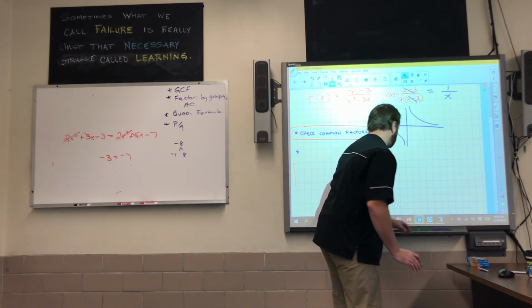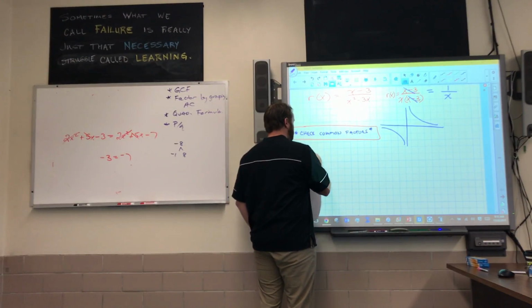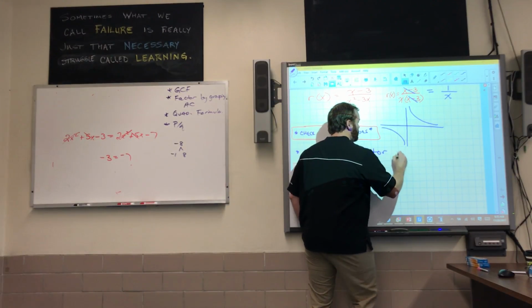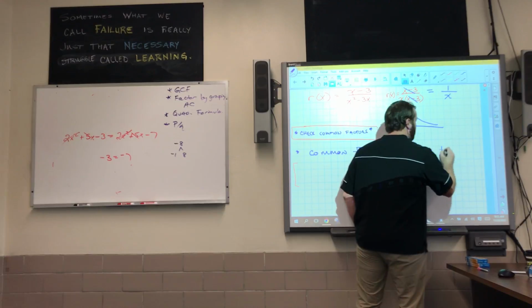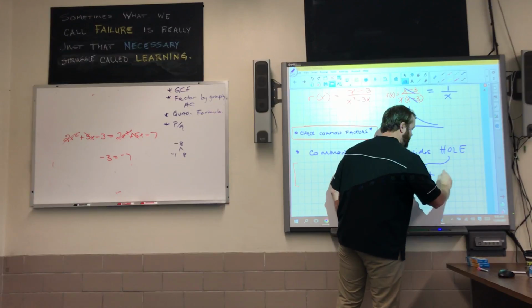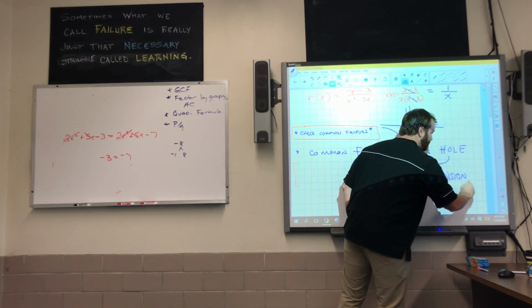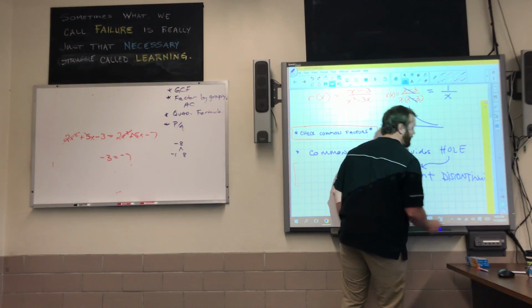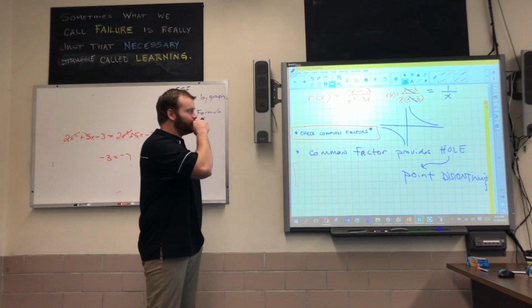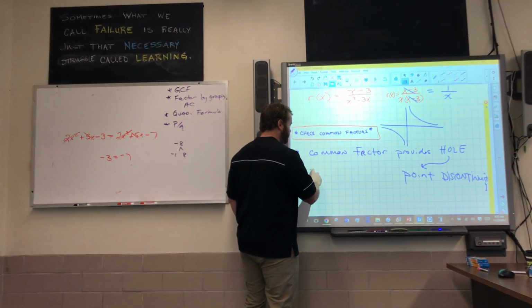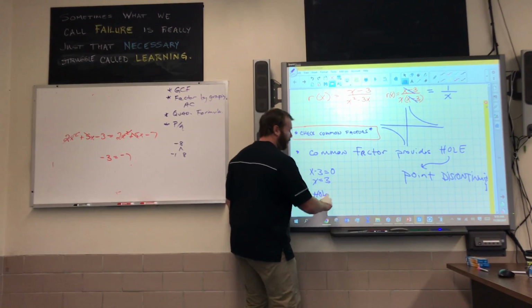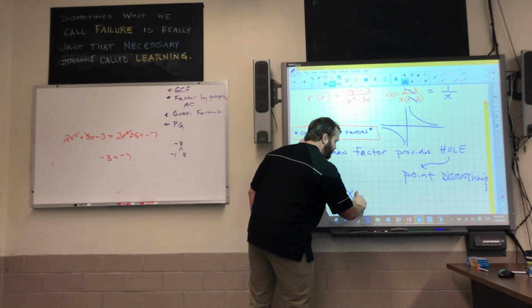So a common factor provides a hole, not really a math term, point discontinuity is the math term. Okay. So I take the x minus 3, set it equals 0, x equals 3. So we have a hole or point discontinuity at x equals 3.